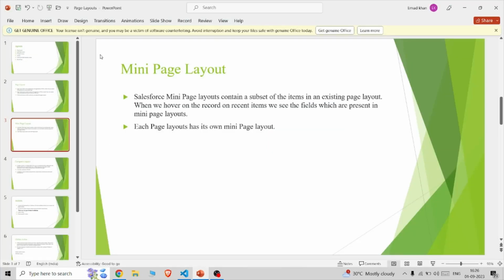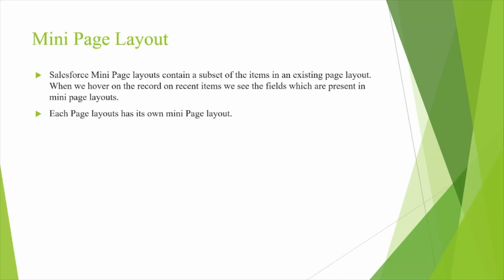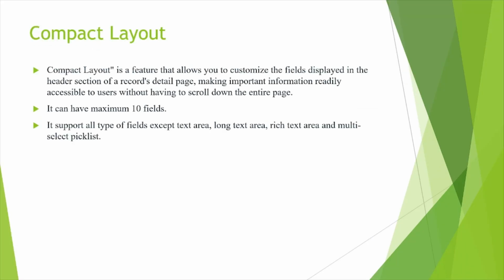The next topic is compact layout. Compact layout is a feature that allows you to customize the field display in the header section of a record detail page, making important information readily accessible to users without having to scroll down the entire page. We can show a maximum of 10 fields in the header using compact layout. It supports all types of fields except text area, long text area, rich text area, and multi-select picklist.